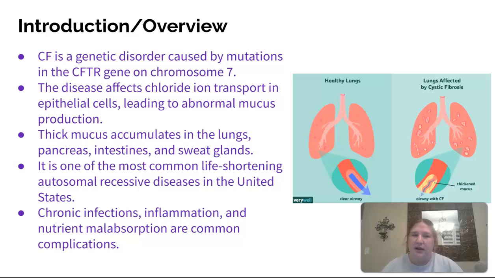Cystic fibrosis, or CF, is a genetic disorder. It's caused by mutations in the CFTR gene on chromosome 7. The disease affects chloride ion transport in epithelial cells. It leads to abnormal mucus production, so it lines the epithelial cells with a large amount of mucus, and the thick mucus accumulates in the lungs, but also the pancreas, intestines, and sweat glands. It is one of the most common life-shortening autosomal recessive diseases in the United States. It's a recessive disease, as it says, so you need 2 copies, one from each parent. And chronic infections, inflammation, and nutrient malabsorption are common complications.